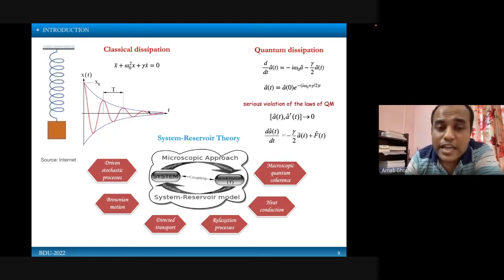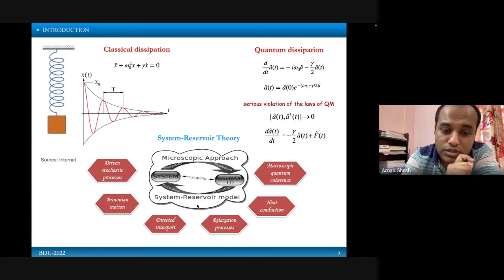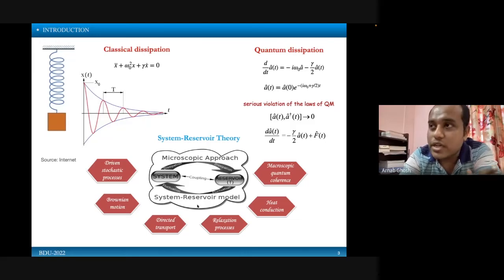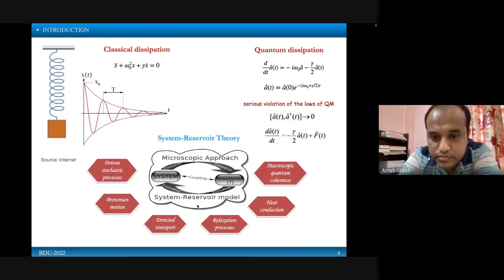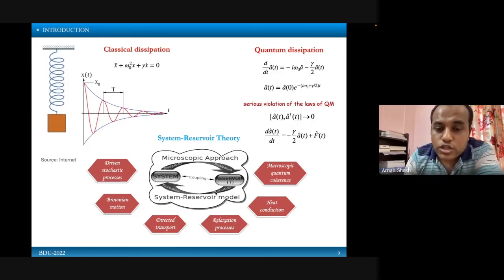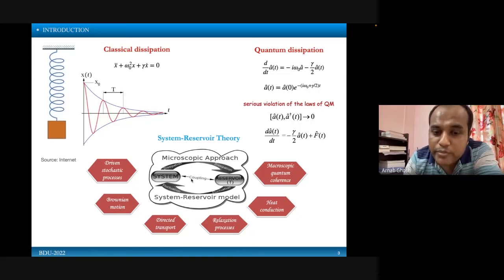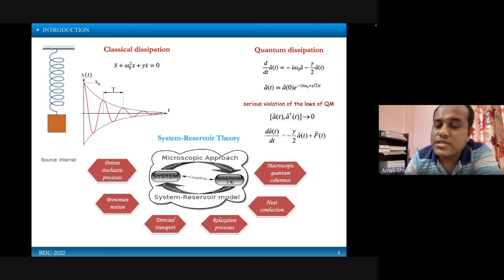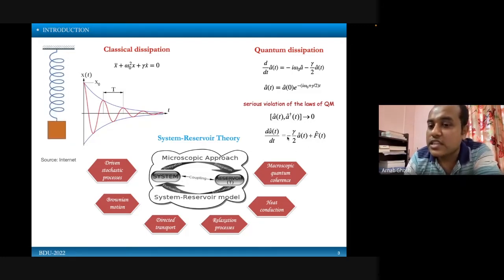The reason is that last time we tried deriving the system-reservoir theory based on coordinates and momenta. This time we found that if you write down the system-reservoir Hamiltonian in the second quantized picture, things become much more tractable and one can solve it. This is what took a long time. So the question is, you have to make the coupling between the system and the reservoir nonlinear, whereas normally this coupling is taken to be linear, which gives the linear damping.